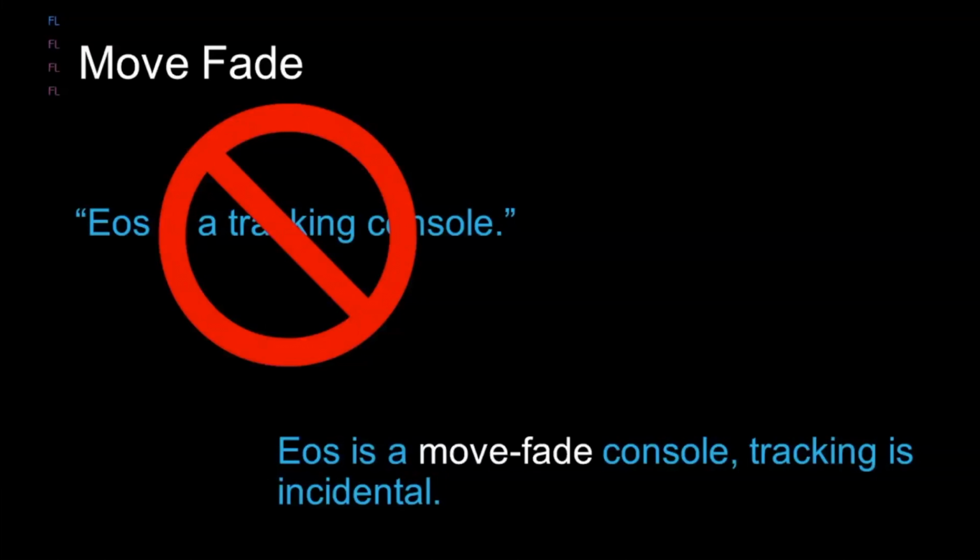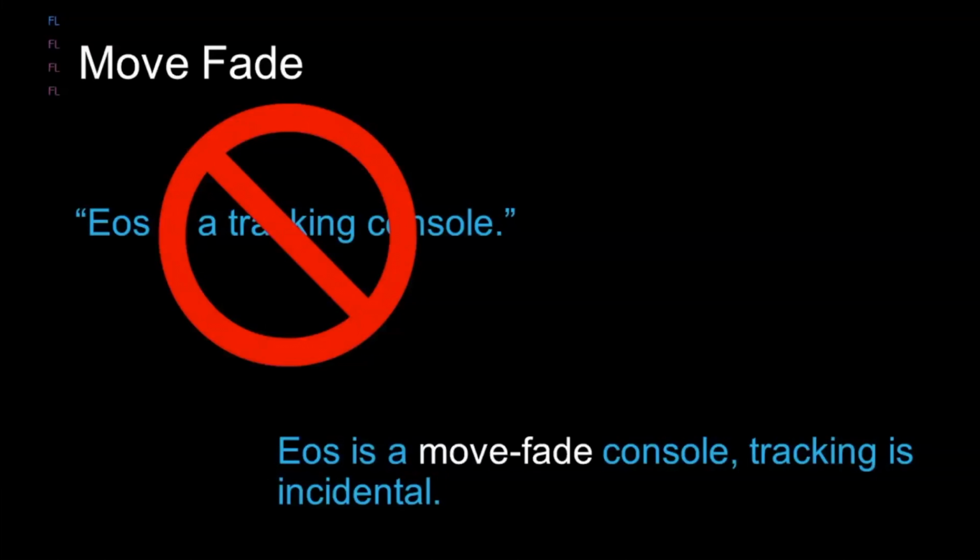But first, I wanted us to go through move fade behavior. This may be a review for a lot of you, but I think it's pretty foundational, so apologies if it's review, but let's make sure that we all are on the same page. It's pretty common to say that Eos is a tracking console, right? That's something we describe as a sort of DNA characteristic. But that isn't completely true. Tracking is actually an incidental behavior of a move fade environment. And what does that mean?